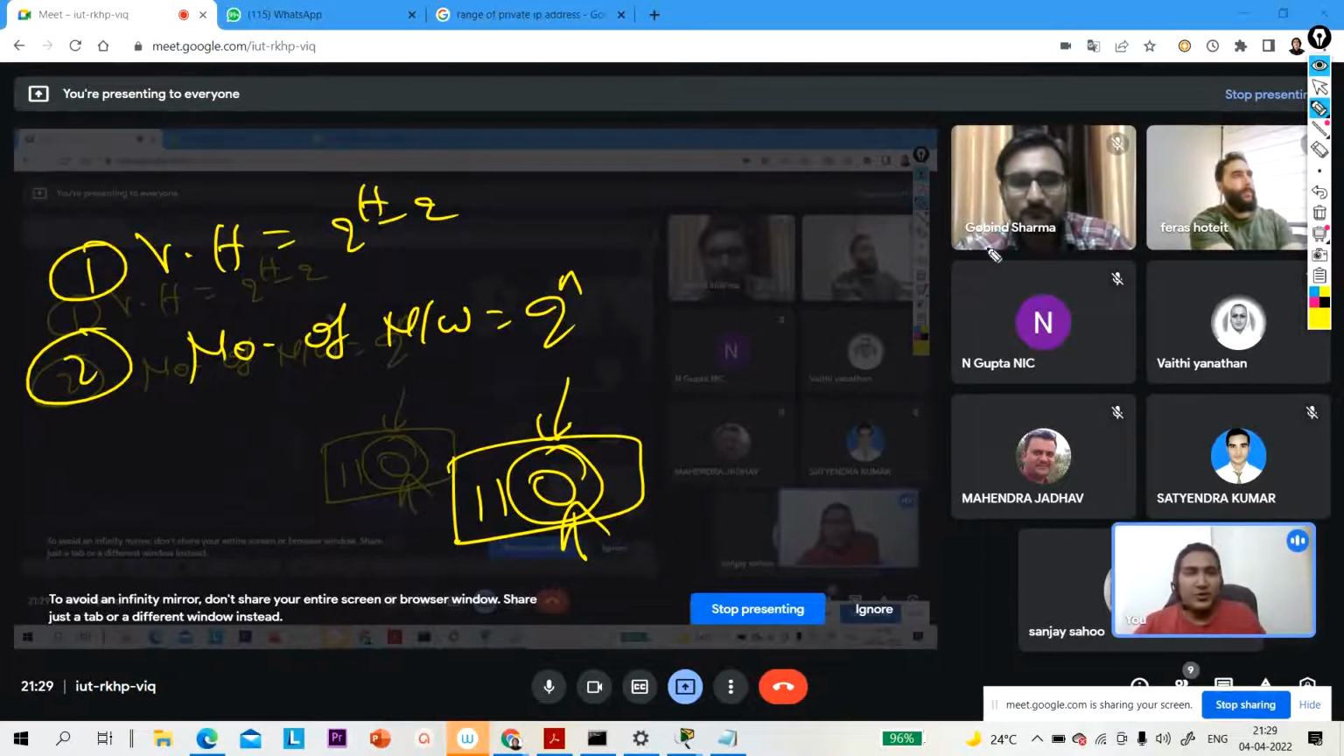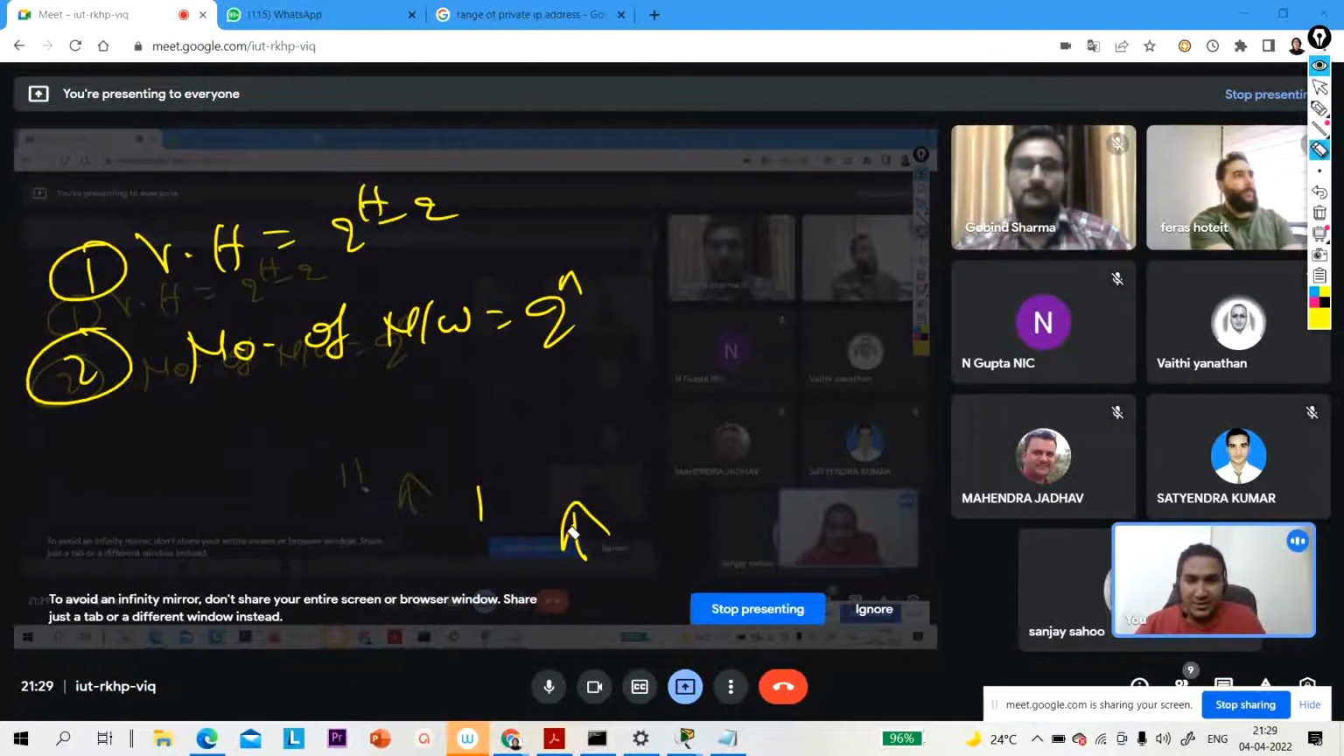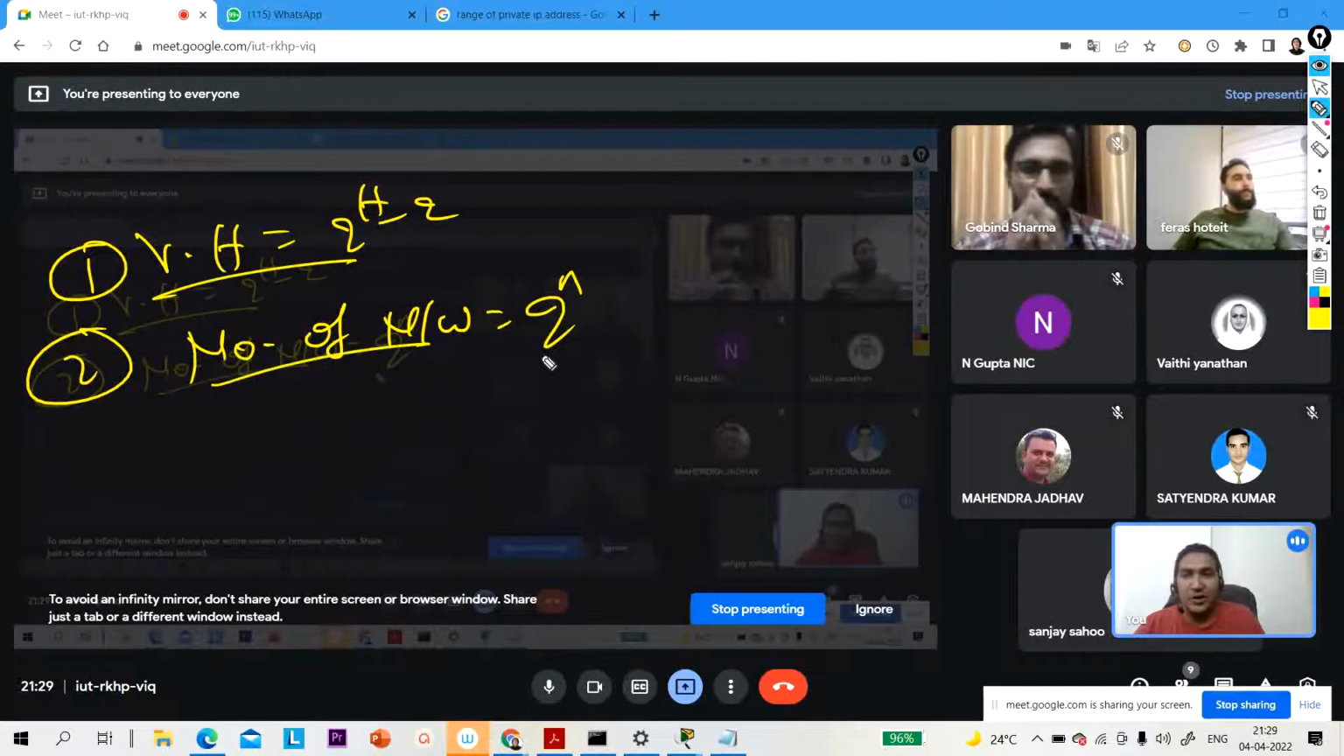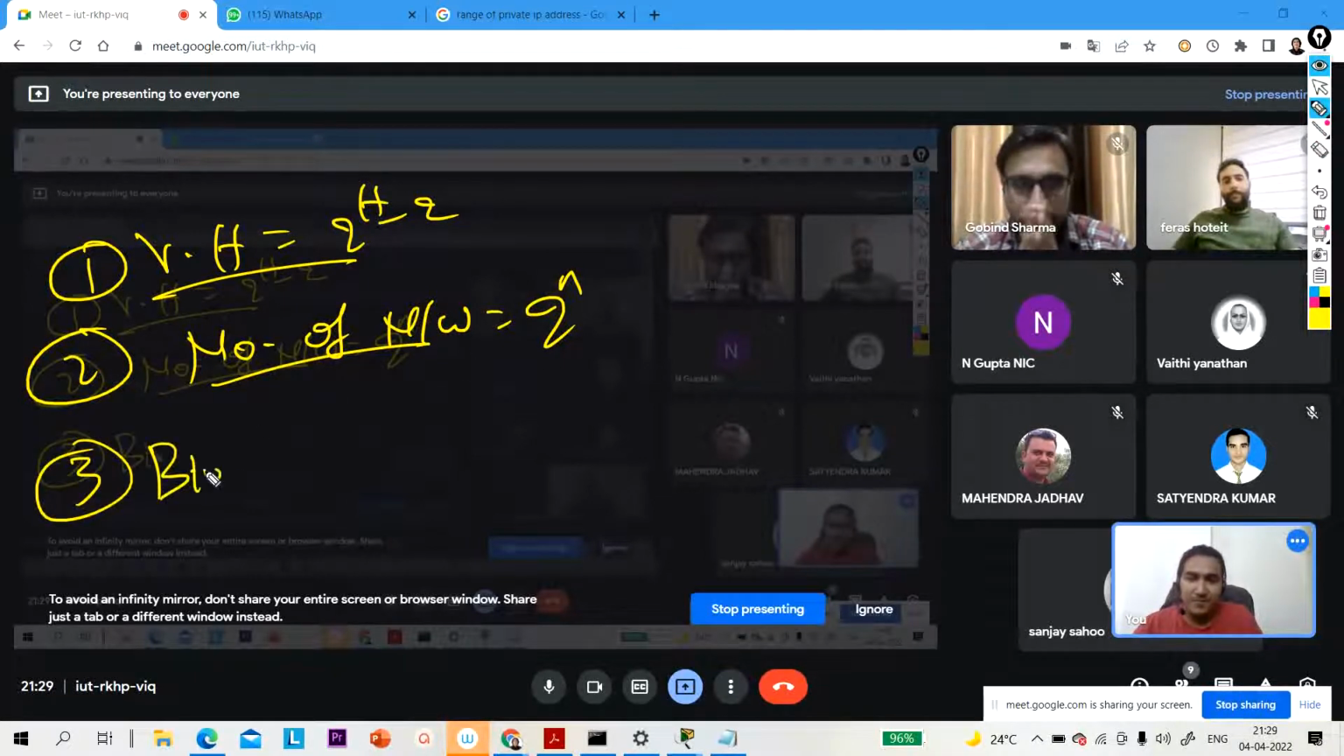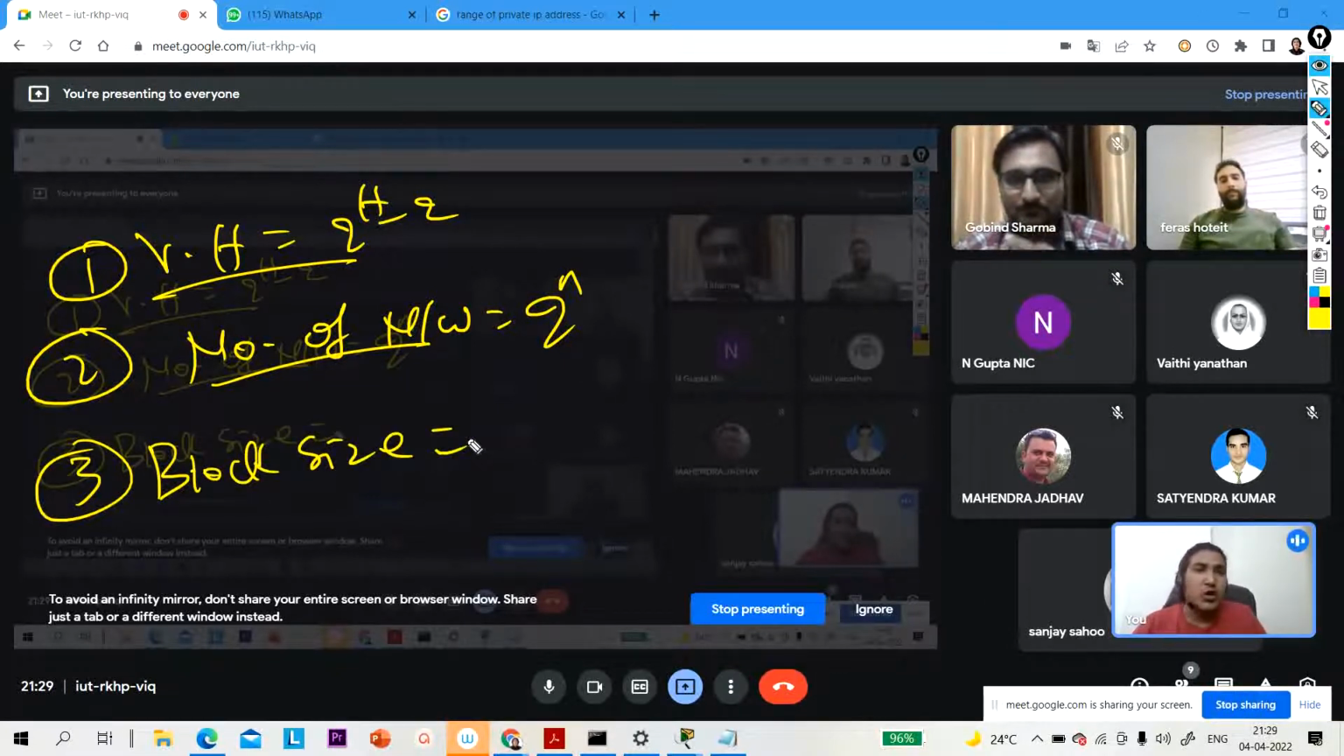Okay. So you need to keep in mind these formulas to calculate subnetting, right? The last formula is block size. Only 3 formulas are required to solve subnetting questions, right? First one is valid host. Valid host is very simple, 2 to the power h minus 2, where h is host bits. Second one is number of networks is 2 to the power n, where n is the number of network bits. And the third formula is block size.